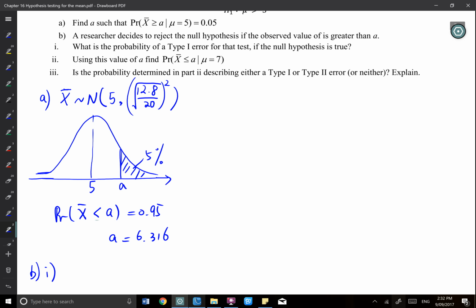But what's the chance you get a value greater than A? 5%, right? You have a 5% chance that you shouldn't reject H0, but you reject it. That's called the type 1 error. So what is the probability of a type 1 error? It's just 5%. That is the same as your significance level when your mu is actually true. Does that make sense?